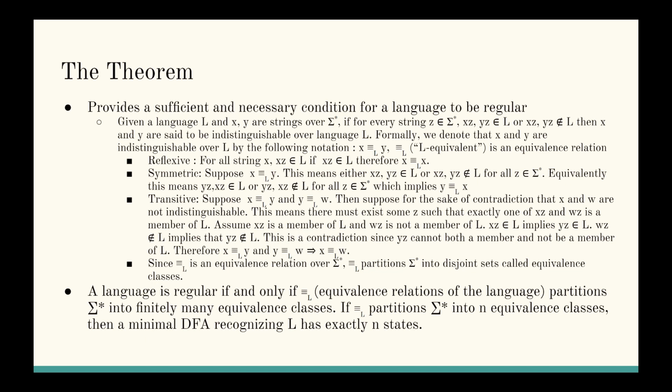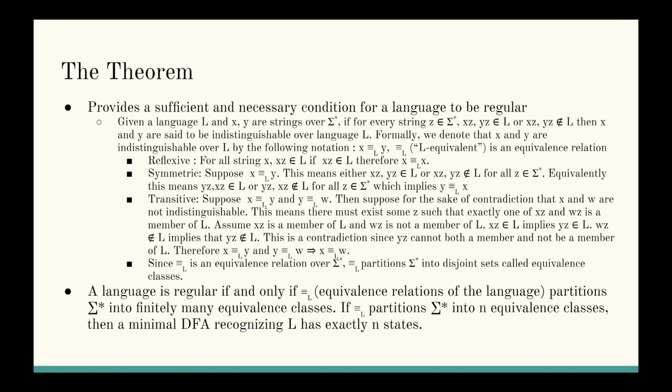This is an equivalence relation, which means that it satisfies three important properties: reflexive, symmetric, and transitive. Reflexivity means for any string X, X is indistinguishable from itself. That is, X is L equivalent to X itself. Symmetric means if X is indistinguishable from Y over L, then Y is indistinguishable from X over L. So basically, if X is L equivalent to Y, then Y is L equivalent to X.